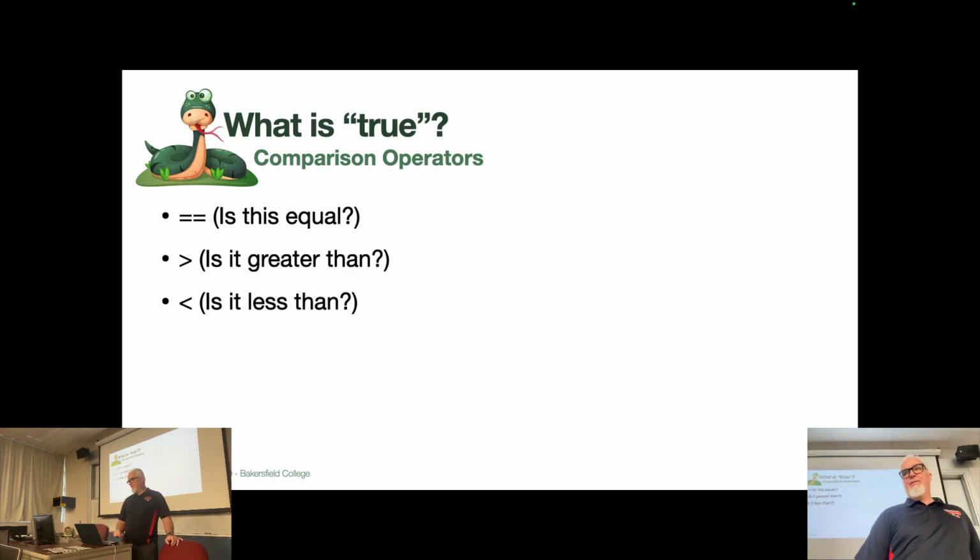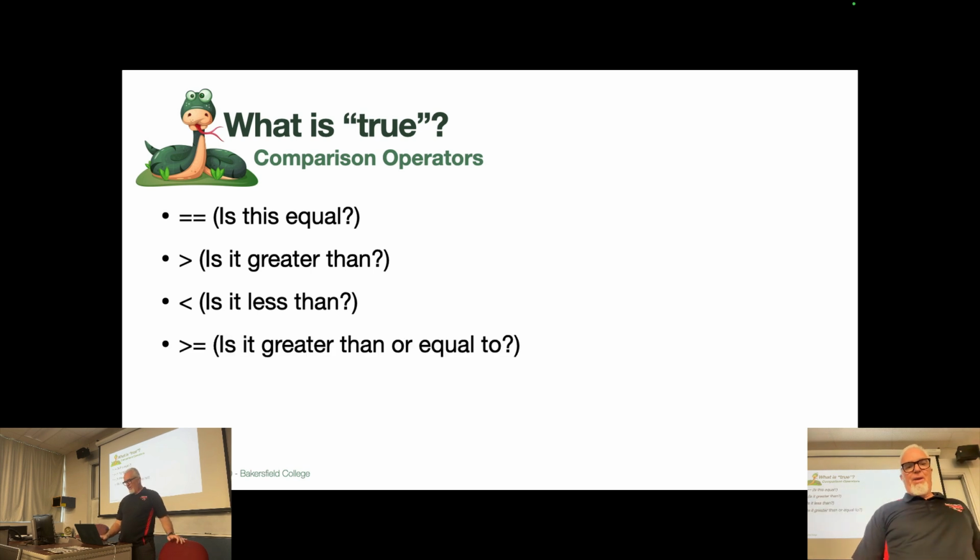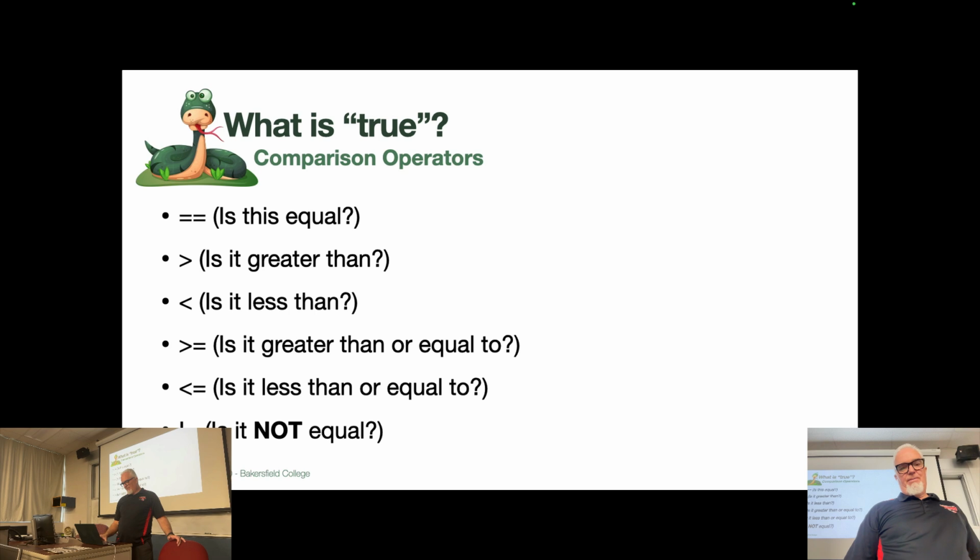If you read it out loud, right, is this greater than this? There's always something on both sides of those because they're comparison operators. You're comparing two things. So we have, is it greater than or equal to? And is it less than or equal to? So those are the really common ones. And then we have my favorite, which is an exclamation point and an equal sign. And that says, is this not equal?